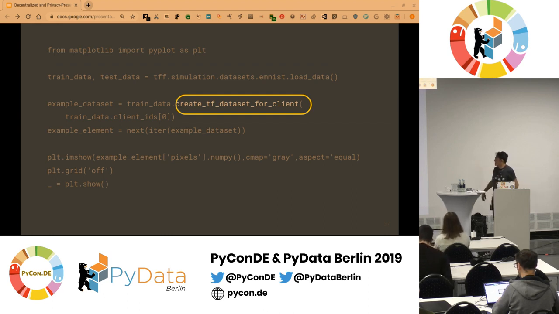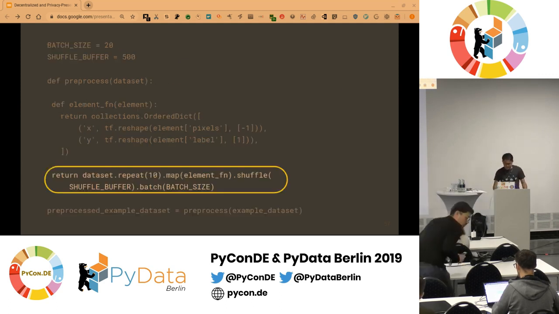Yeah, I already mentioned this. So this ready-made helper function, create TF dataset per client, creates an example dataset for the specific client once you pass the client ID.